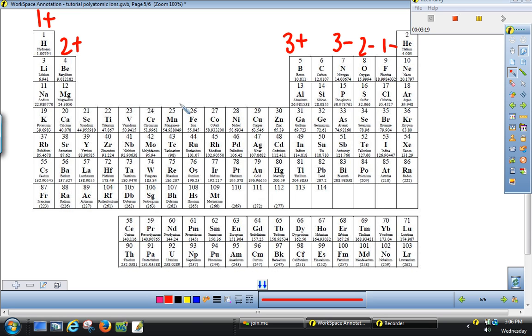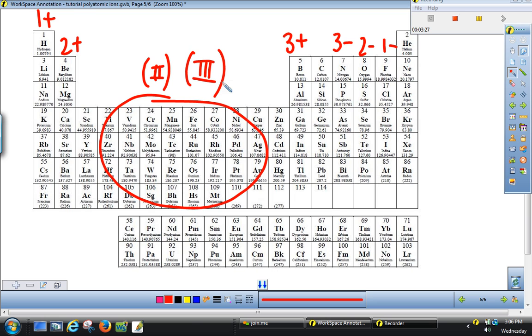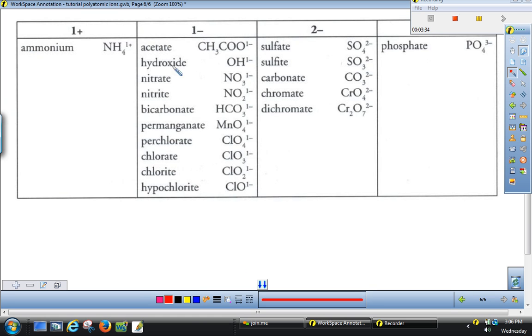And we talked about some of these transition metals can have more than 1 charge. We use Roman numerals to indicate what the charge of that metal is. It can be a Roman numeral 1, +1, or Roman numeral 2, +2, Roman numeral 3, +3. So here we go. And then here's our ion list.